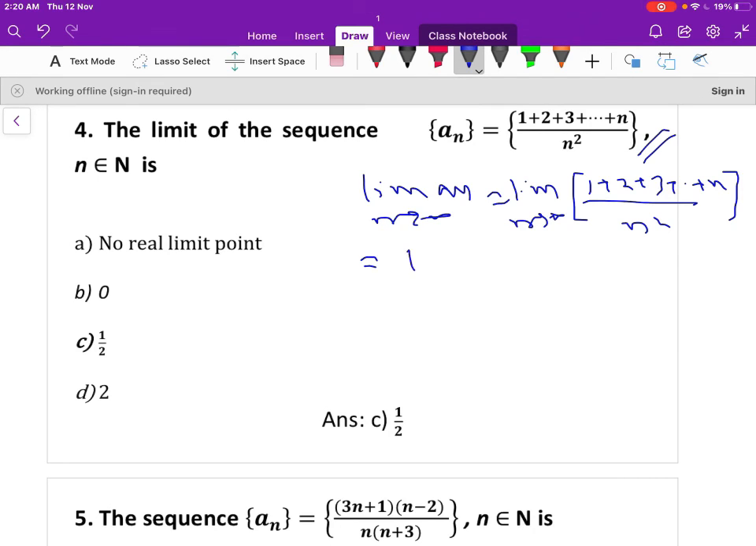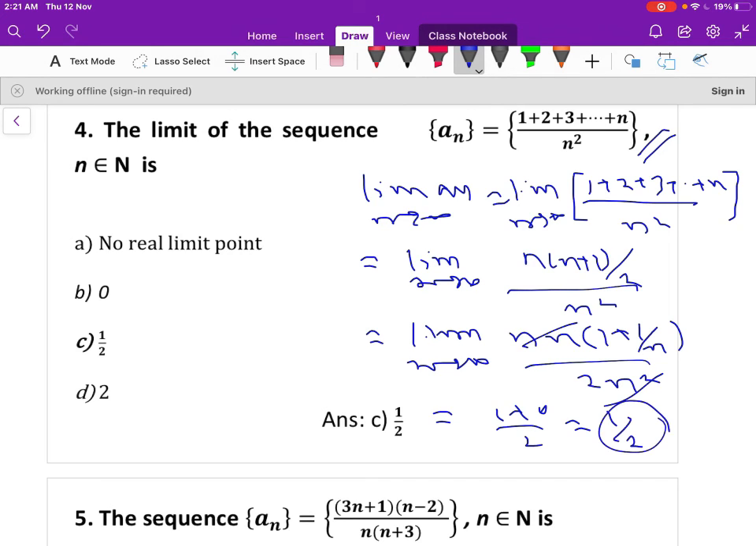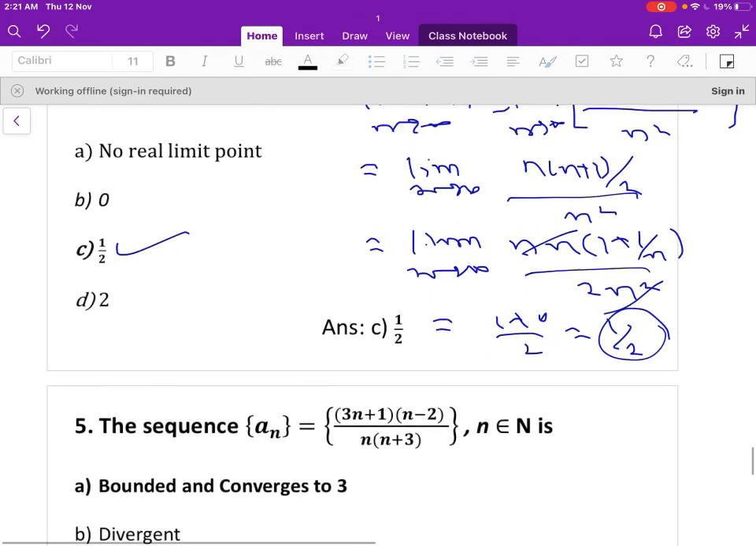The sum of the first n terms can be written as n(n + 1)/2 divided by n². So this implies the limit as n tends to infinity. You take n outside: n(1 + 1/n)/2n². n² gets cancelled. Now let us apply the limit as n tends to infinity: (1 + 0)/2, that is equal to 1/2. The limit is 1/2. So the answer is C.